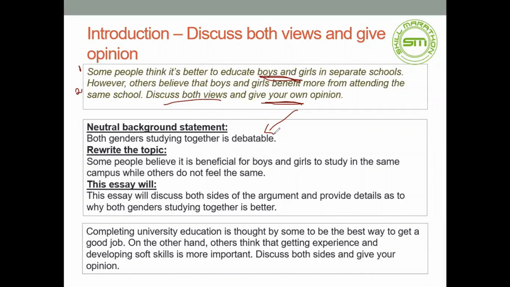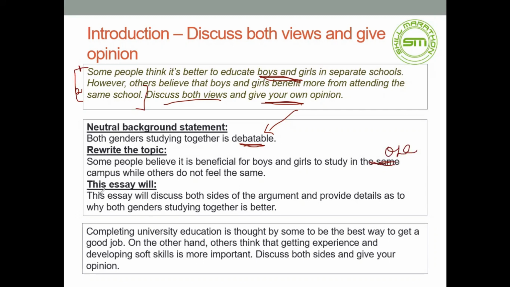Because in the question itself, I see one group says this, the other group says, hey, they should study in the same school. Are you getting it? So understand the choice of words also. And what have I done? I have paraphrased the whole question, the whole topic I've rewritten by saying some people believe it is beneficial for boys and girls to study in the same campus, while others do not feel the same. I've kept it simple.